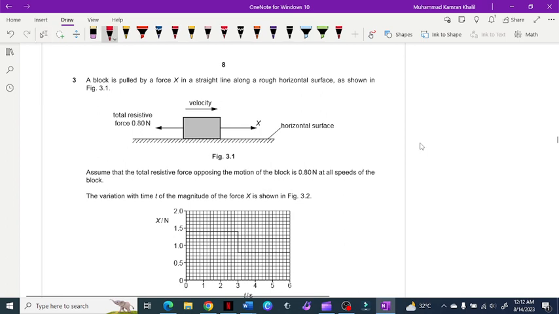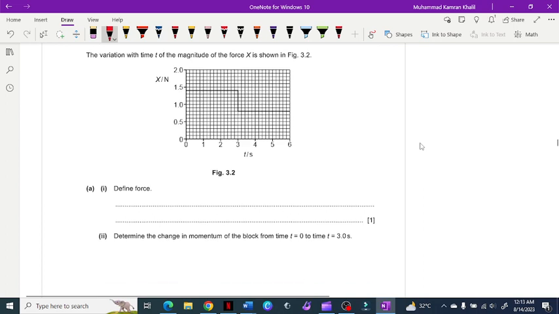A block is pulled by a force in a straight line along a rough horizontal surface as shown. The resistive force in backward direction is 0.8, and the object is moving in this direction with the force x, that is the force which is applied in the forward direction. Assuming that the total resistive force opposing the motion of the block is 0.8 at all speeds. The variation with the time t of the magnitude of the force is shown in the diagram, which is given 3.2.